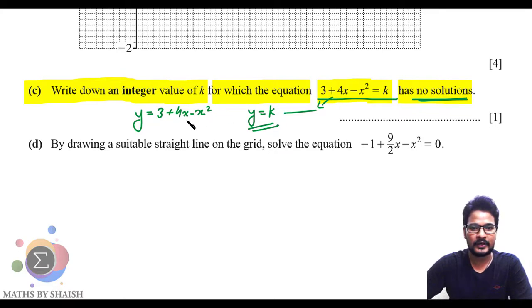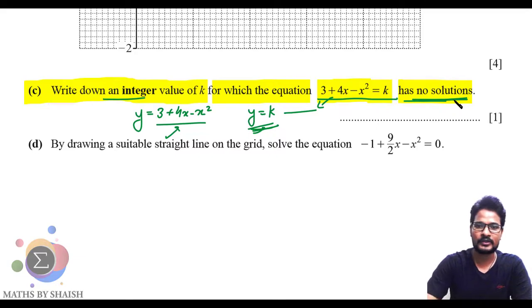So we are going to find one integer value of k for which these two, that is one curve and a line, never meet. That's why we don't have any solution. So we will see from the graph again.